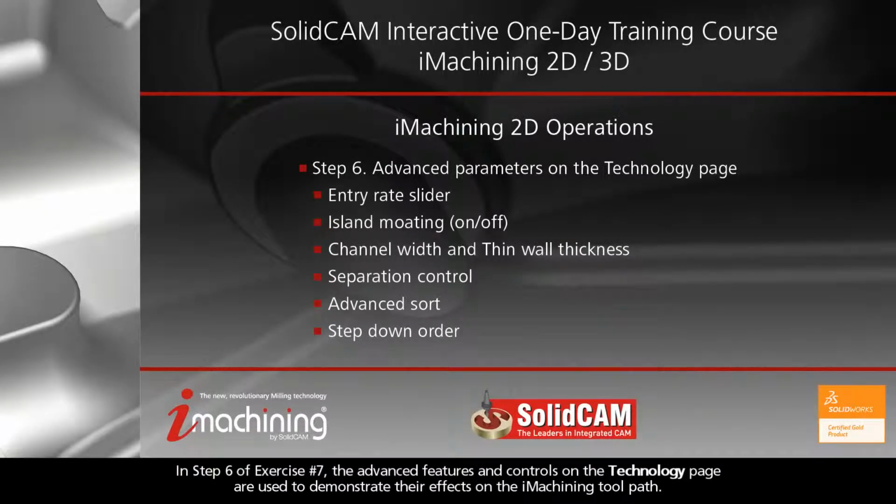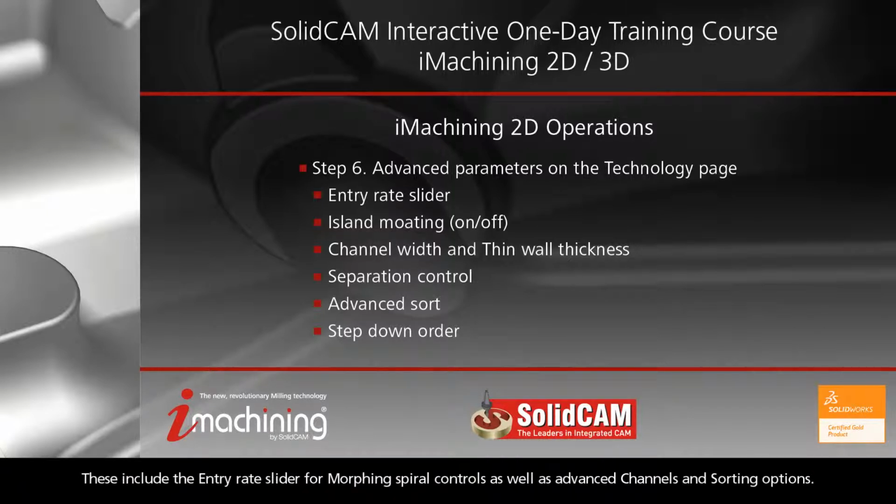In step 6 of exercise number 7, the advanced features and controls on the technology page are used to demonstrate their effects on the iMachining toolpath. These include the entry rate slider for morphing spiral controls, as well as advanced channels and sorting options.